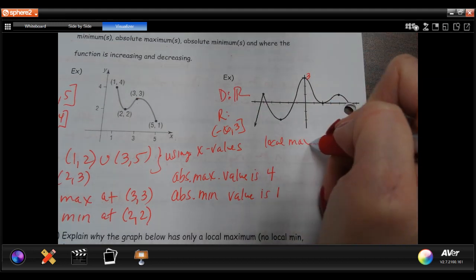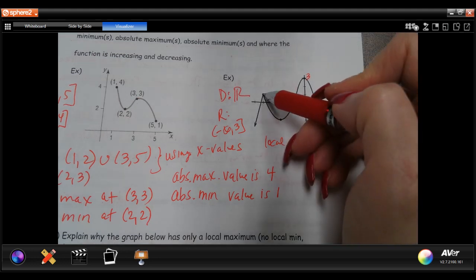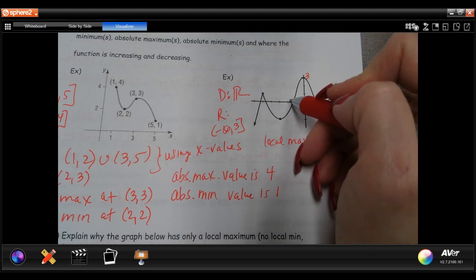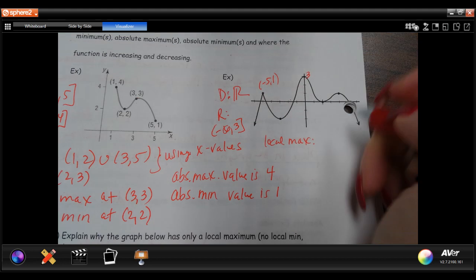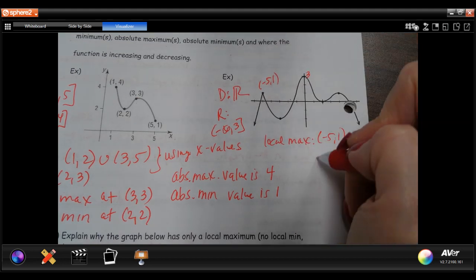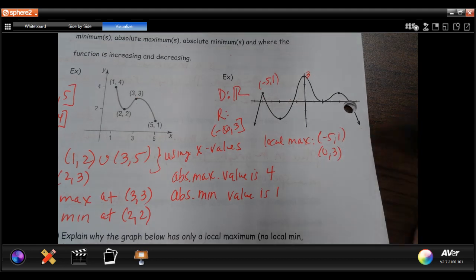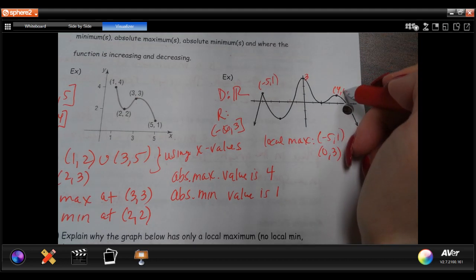Local max. Let's see, here's a place where it's increasing, then decreasing. So that would be a local max at negative 5, 1. We also have one at (0, 3). We also have one at (4, 1).